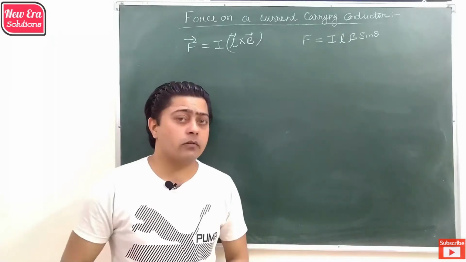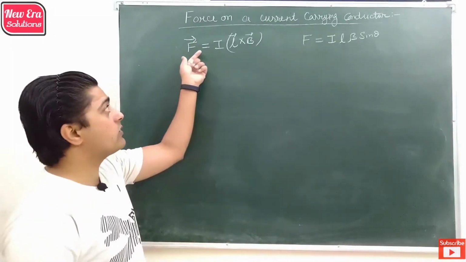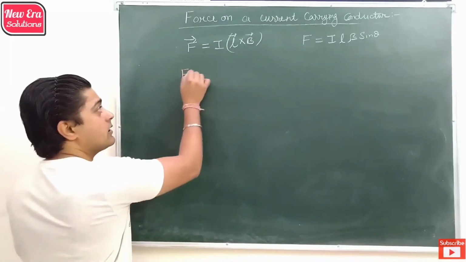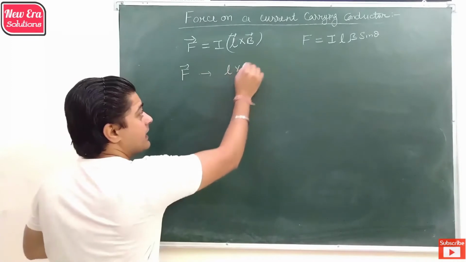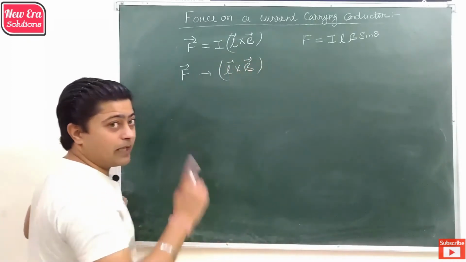Let's discuss the direction of force. From the expression, the force is IL cross B. That means the direction of force is the same as the direction of the cross product of the current element and the magnetic field.